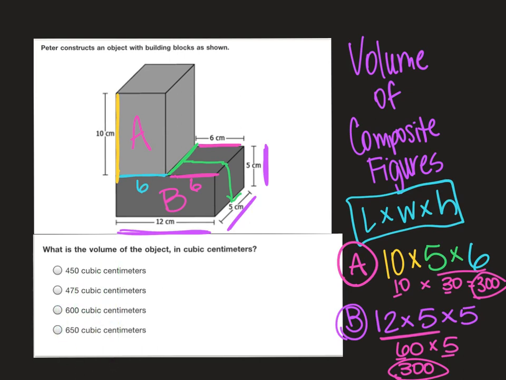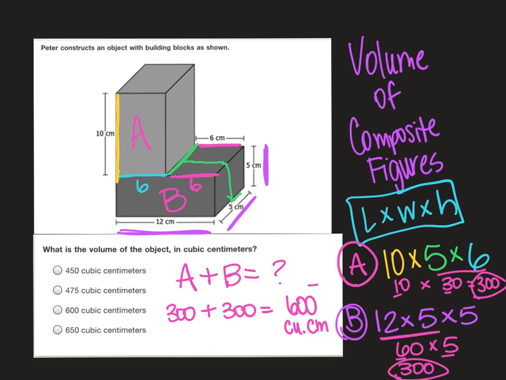So remember that the whole point of this is to know that volume is additive. So we're going to say the volume of rectangular prism A plus the volume of rectangular prism B is going to give us our final answer. All right, so we're going to plug in 300 plus 300, and that obviously gives us a final answer of 600, and we know this is cubic centimeters. Remember, our units for volume are always cubic. So that means that this is your answer right here.